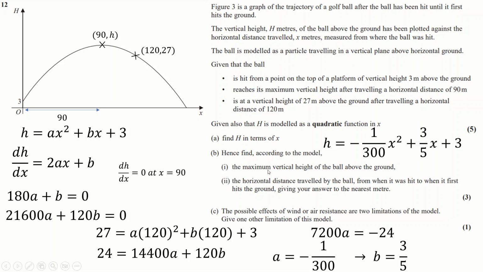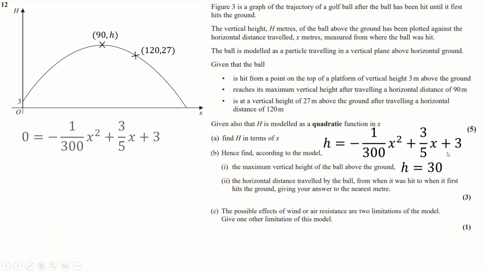Find, according to the model, the maximum vertical height. You just put in x is 90 into here to get h, and you get h is this. The horizontal distance from when it was first hit to when it hits the ground, so I want this root here. So we just shove that into a calculator and find the two roots. The calculator says this. Of course, this refers to the value you'd get back here if this quadratic continued. So we're looking for this one here. It's 185 to the nearest meter.